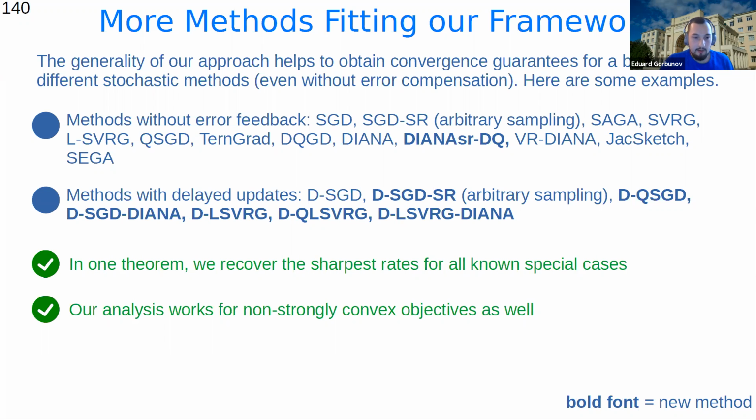So, and actually, I didn't say anything about analysis for non-strongly convex objectives, but our main theorem works for the regularly convex case as well. So in one theorem, we established results for strongly convex or strongly quasi-convex case and convex case. And as I said before, in one theorem, we recover the sharpest rates for all known special cases.